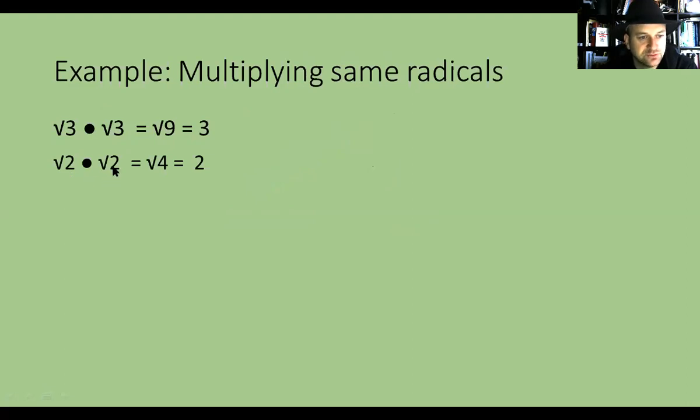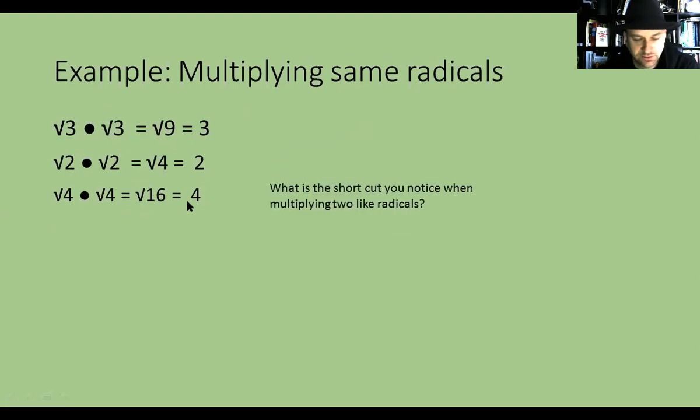The square root of 2 times the square root of 2 is the square root of 4, which happens to be 2. The square root of 4 in this example times the square root of 4 is the square root of 16, which happens to be 4. So what is the shortcut that you notice? When we multiply two identical radicals, the square root disappears and only one radical number is left over. So if we look at this one, the square root of 81 times the square root of 81 is just going to be 81. Right?